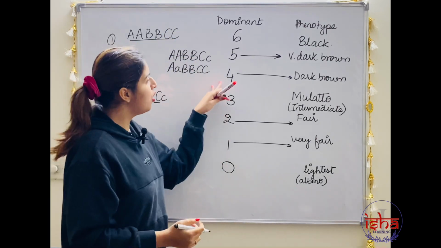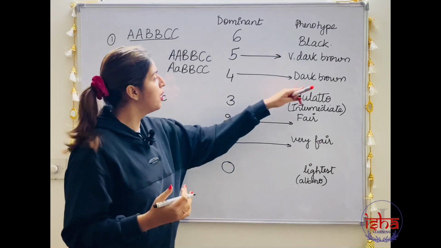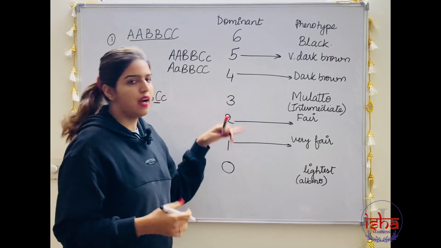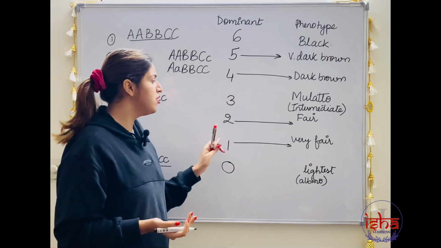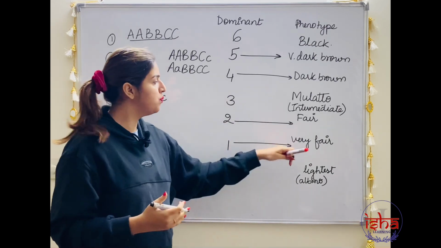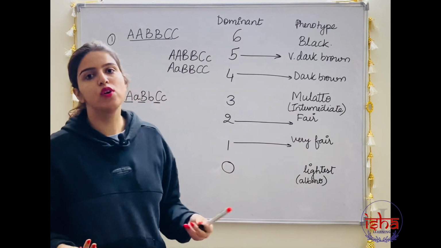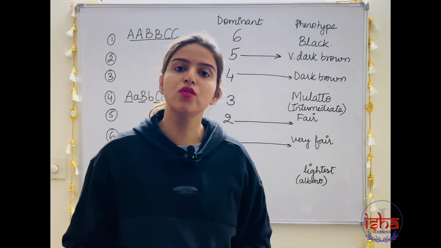Similarly, if I have 4 dominant alleles, I have a dark brown skin color. 3, I have already said mulatto. 2 would become fair. 1 naturally, skin color will be less, it would be very fair. And 0, of course, we know represents the albino situation.